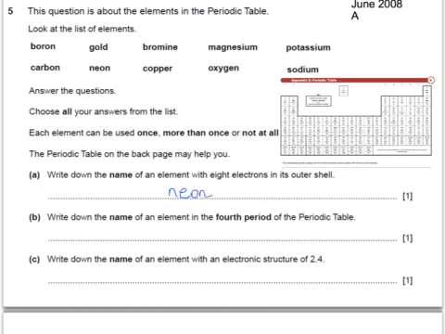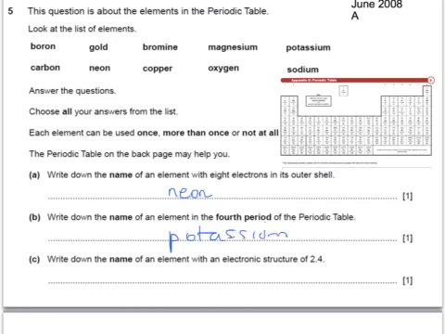Write down the name of an element in the 4th period of the periodic table. Okay, 4th period, that's 1, 2, 3, 4. Potassium, calcium, and so on. One of those could be, for example, potassium, copper's knocking around there somewhere. Bromine, I think, is as well. I'm going to go for potassium.